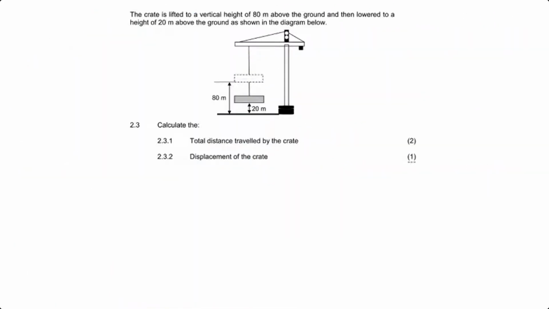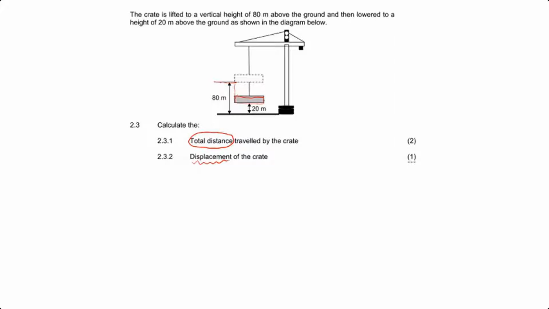This crate is lifted to a vertical height of 80 meters. So that's where it is after it's been lifted to the height of 80 meters above the ground. And then after that, it's lowered to its position shown over here, which is 20 meters above the ground. And we have to find the total distance traveled by the crate as well as the displacement of the crate.